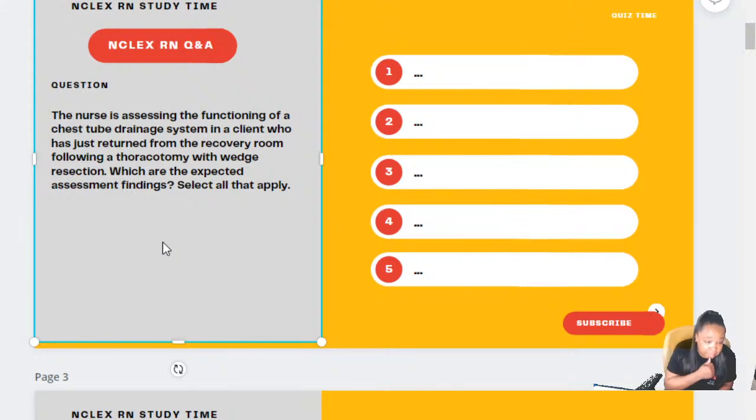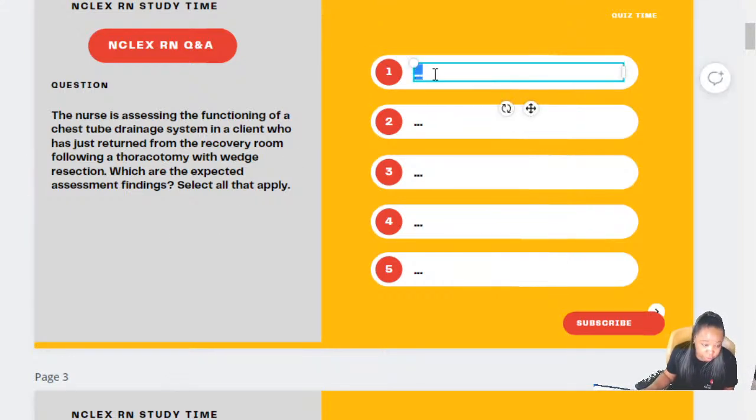The nurse is assessing the functioning of a chest tube drainage system in a client who has just returned from recovery room following a thoracotomy with wedge resection. Which are the expected assessment findings? Select all that apply. You know, I know most of us don't like the select all that apply questions because they are very confusing.